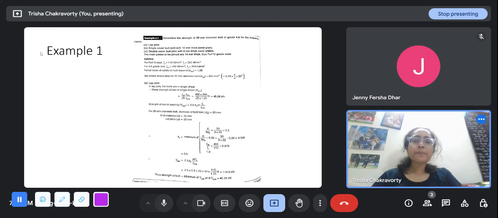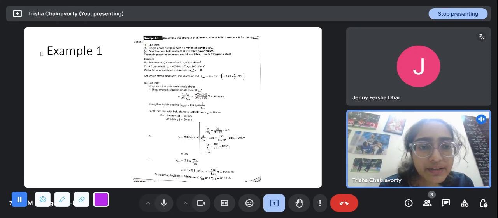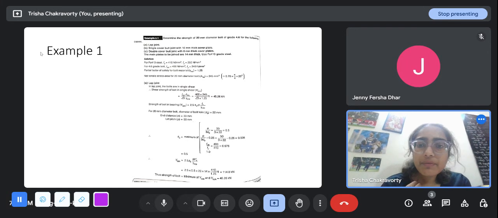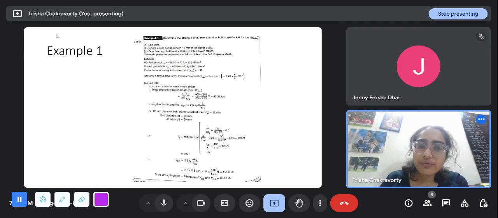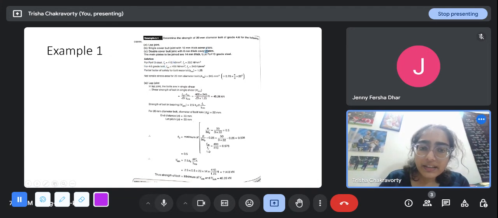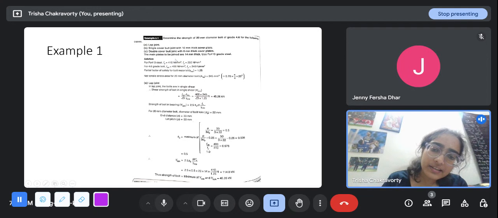Determine the strength of 20 millimeter diameter bolt of grade 4.6 for the following cases. Now, what does 4.6 mean? For Fe 410 steel, Fu is 410. Here it's mentioned that Fe 410 is the grade of steel. For that, the ultimate tensile strength Fu is 410 megapascal, and Fy is 250 megapascal. This is the yield strength, and this is the ultimate strength.